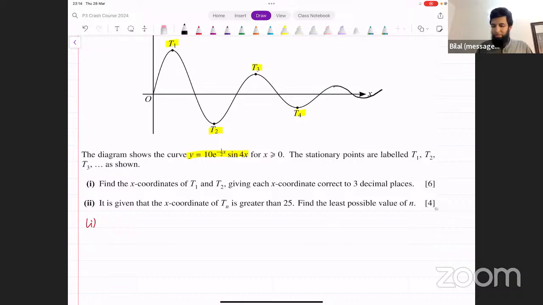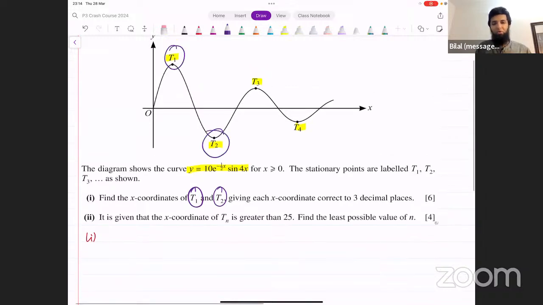So this curve basically continues like this, right? So there are many stationary points. They're actually infinite stationary points because it just keeps going on and on like this. Now, what they're asking for in the first part is the x coordinates of T1 and T2. T1 and T2 are the first two stationary points. We can't find all of them because there are infinitely many. They're just asking us for the first two, T1 and T2.